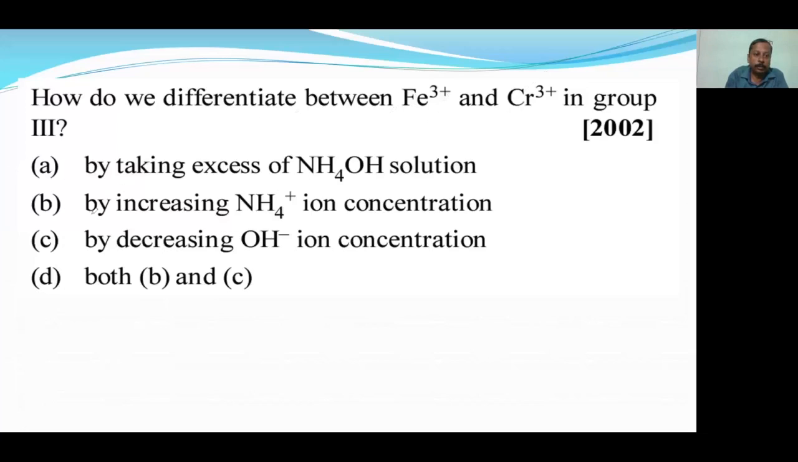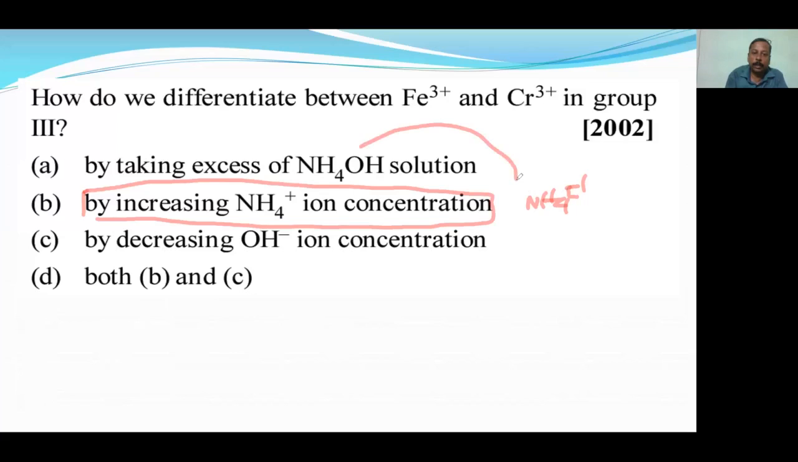Okay. The answer to this question is by increasing the NH4+ concentration. Actually, we will add NH4Cl. So when we add NH4Cl, it will suppress the ionization of NH4OH and prevent the precipitation of higher group hydroxides. Okay.